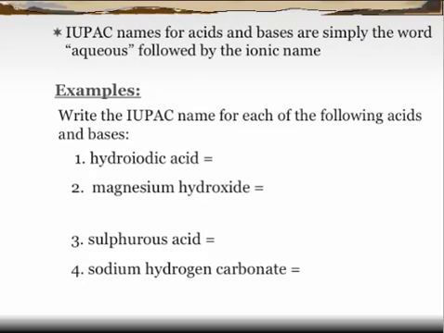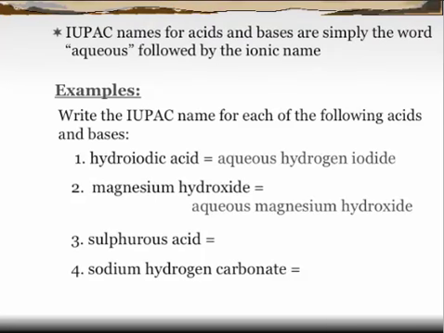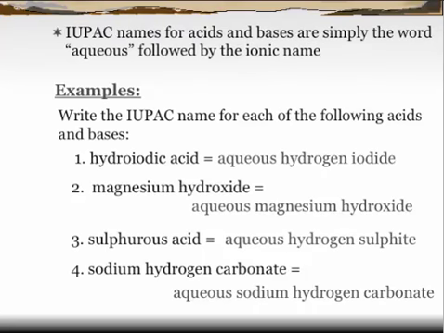Now these are different to IUPAC names for acids, and these are simply the word aqueous followed by the ionic name. So naming each of these becomes quite easy. So if it's hydroiodic acid, okay, it's aqueous hydrogen iodide. This is again just our simple ionic names, and we put aqueous in front of it. So magnesium hydroxide becomes aqueous magnesium hydroxide, sulfurous acid becomes aqueous hydrogen sulfite, and sodium hydrogen carbonate becomes aqueous sodium hydrogen carbonate.